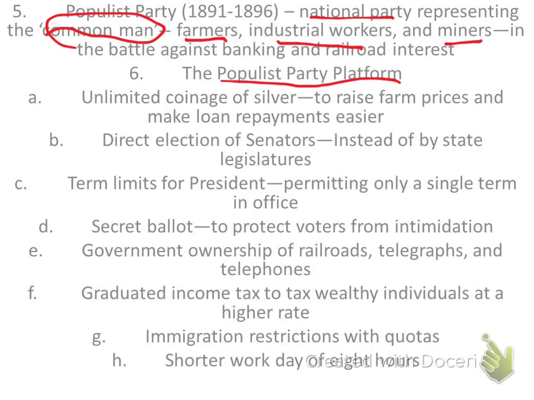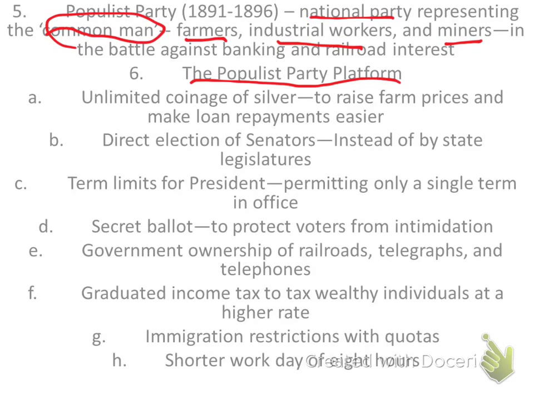Now the platform. What this is, real simple: what does the party believe? Today, the Republicans and Democrats, our two dominant parties, have different beliefs on gay marriage, on abortion, on gun rights, on the execution of convicted criminals. So the Populist Party platform fit what they're trying to do at that time. Today's Democrat Party, its platform, today's Republican Party, its platform, has evolved over the years. The Populist Party wasn't around that long to evolve.